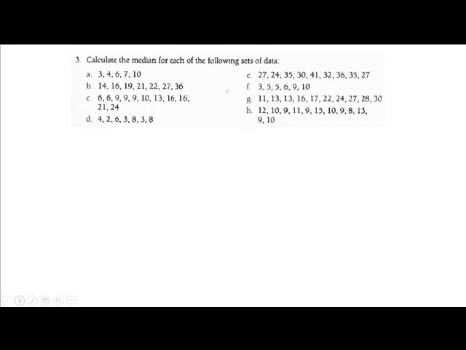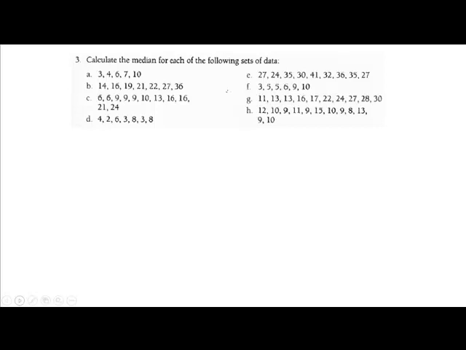Question number 3. Calculate the median for each of the following sets of data. Now, median. When we calculate the median, we're looking for the middle. In an odd number, this is easy because the number in the middle has the same number on both sides. If we have an even number of data points, we're looking for the average of the 2 middle data points. So the first thing we're going to do whenever we calculate the median is count how many data points we have.